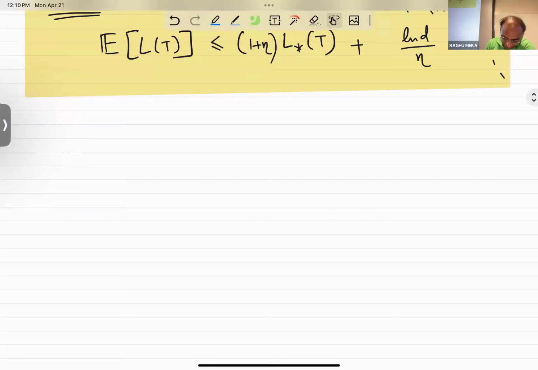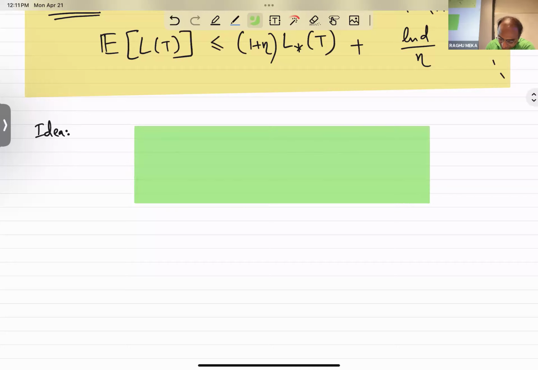As I said, the idea behind the analysis is exactly the same thing. We're going to define a potential function which keeps track of how well the whole system is doing. How well are all the experts doing? How well are we doing? Okay. And the potential function, once again, is just the sum of the weights. At any time t, look at all of the experts, add up all of their weights.